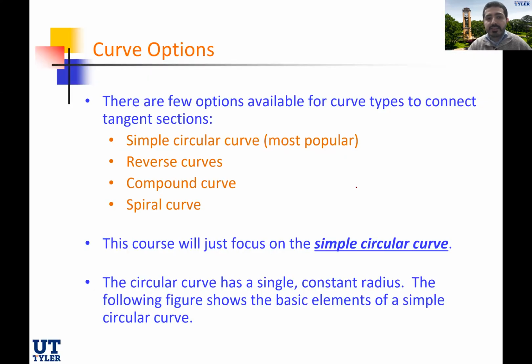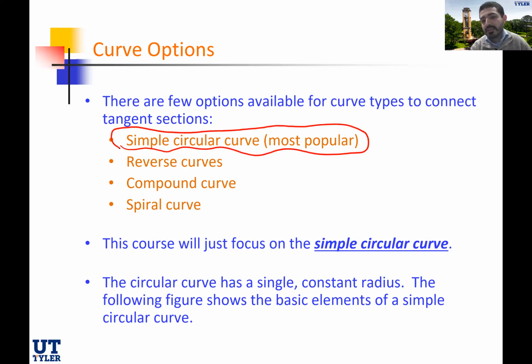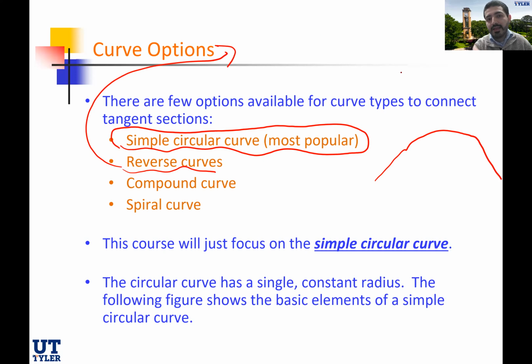As for the horizontal curve options, there are a few options available for curve types to connect tangent sections. We are going to be concentrating more on the simple circular curve, which is the most popular. Basically, it's connecting a tangent to a curve to a tangent. Or we can also have a reverse curve, which is an interesting one. A reverse curve is where I have a curvature and then a reversed one right away, without any tangent in the middle.